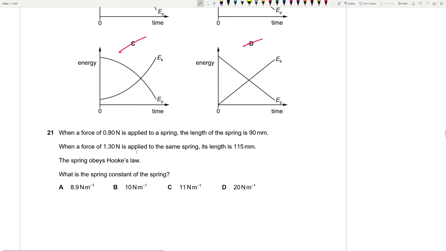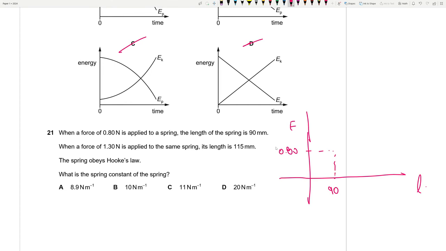When a force of 0.80 Newton is applied to a spring, the length of the spring is this. When a force of this is applied to the same spring, the length is 115. The spring obeys Hooke's law. What is the spring constant? Okay, let's try doing this. At 0.80 the length is actually 90, this is in millimeters, and at 1.30 it is actually 115.